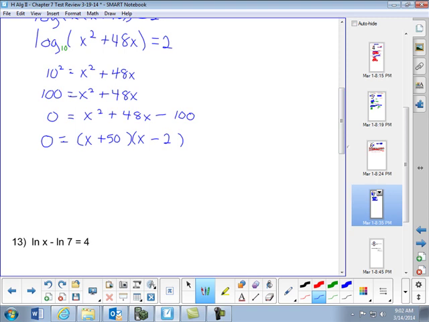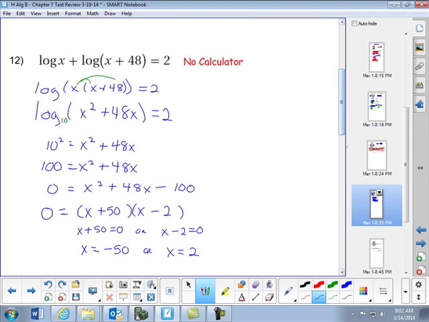Then we can use the zero product property. Set each one of these equal to 0. You guys don't have to show me this work. Or over here you have x minus 2 equals 0. So you get x is negative 50 or x is positive 2.